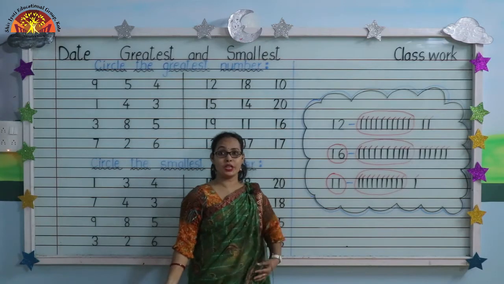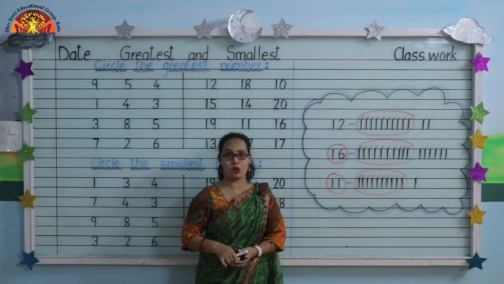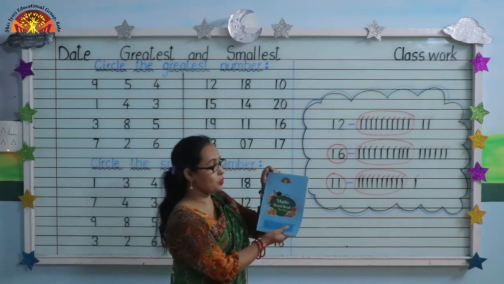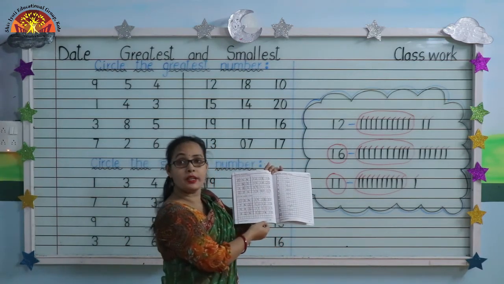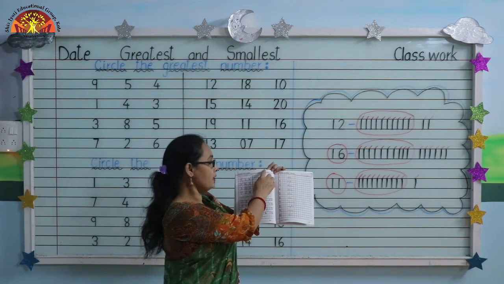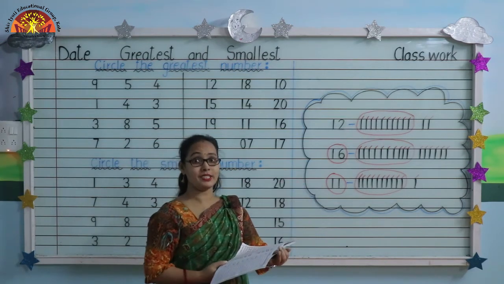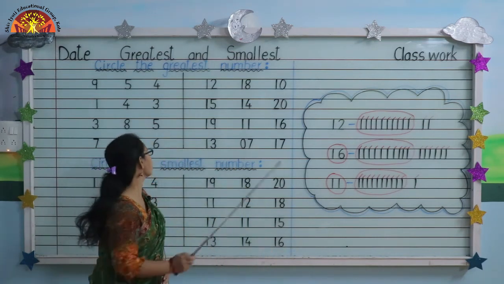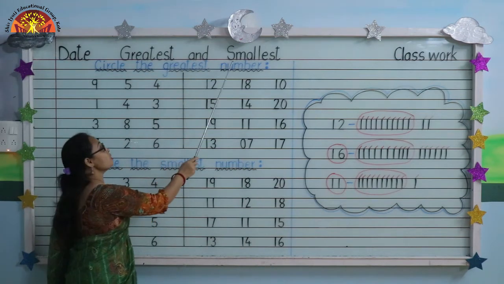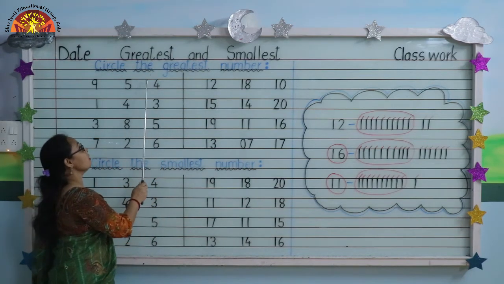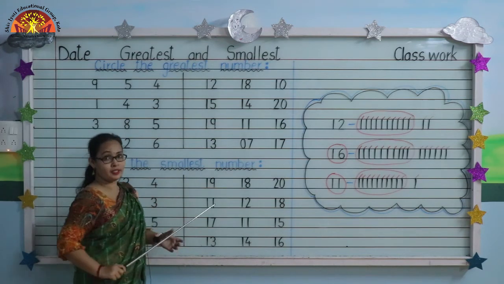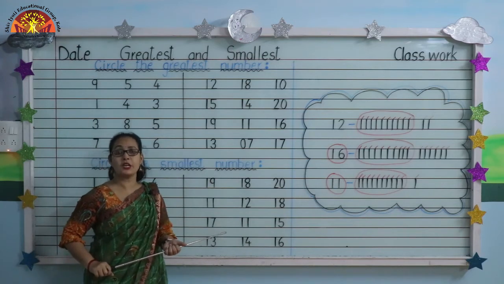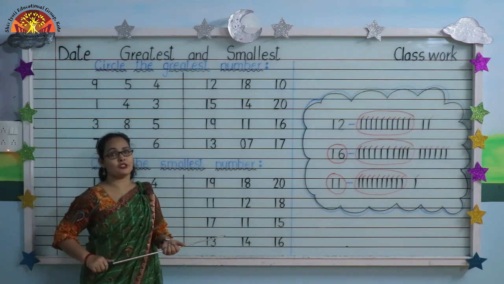So kids, today we will circle the greatest and smallest number. So take out your maths workbook. Open page number 84. Kids, don't forget to mention the date and classwork. Let's do it with me. Take out your red color pencil. Greatest and smallest. Circle the greatest number. Greatest means the greatest digit is placed at the highest place of the number.